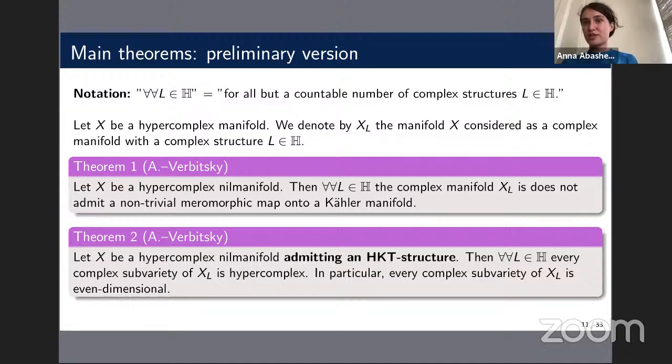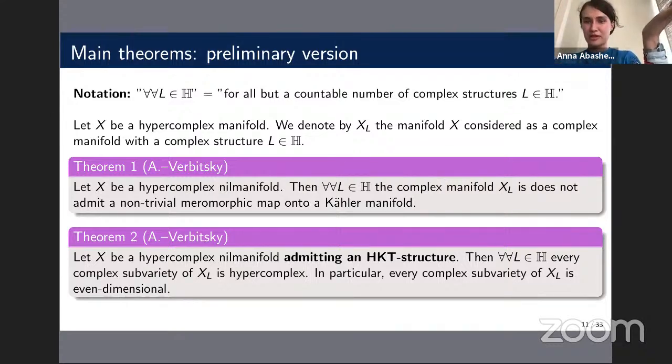My work is concerned with the behavior of a hypercomplex manifold when we change the complex structure. So if X is a hypercomplex manifold and L is some complex structure in the quaternions, we denote by X_L the manifold which is the same as X as a real manifold and whose complex structure is L. So we consider it as a complex manifold with a complex structure L. So the first theorem goes as follows. Let X be a hypercomplex nilmanifold. Then I claim that for a generic complex structure L in quaternions, the complex manifold X_L doesn't admit a non-trivial meromorphic map onto a Kähler manifold.